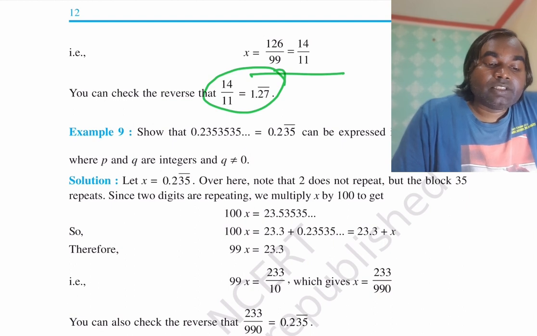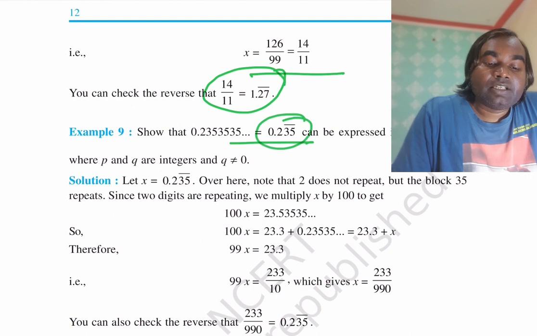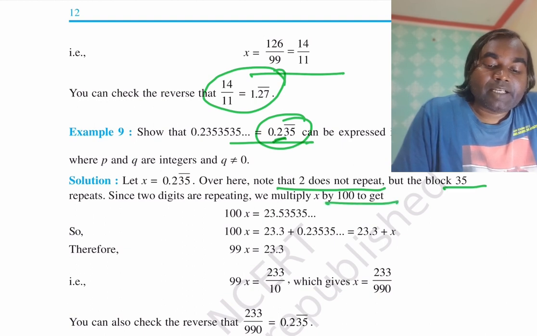So now there is another kind of example. How can you get this if there is a repeating block after a certain digit? In that case, the 2 doesn't repeat, but the block 3 5 is repeating. So we multiply this by 100, and we get 3.5353. So 100x is equal to 23.3.